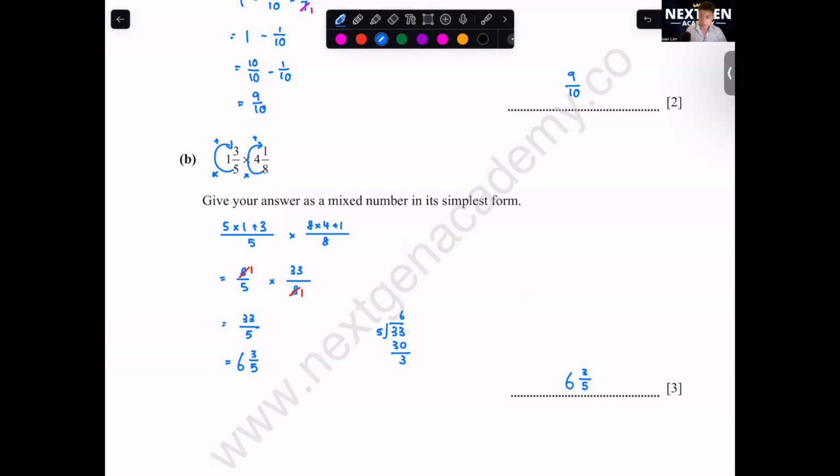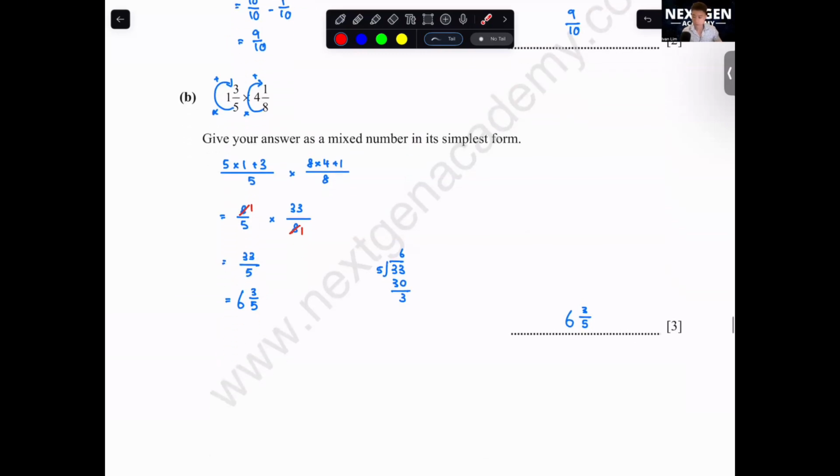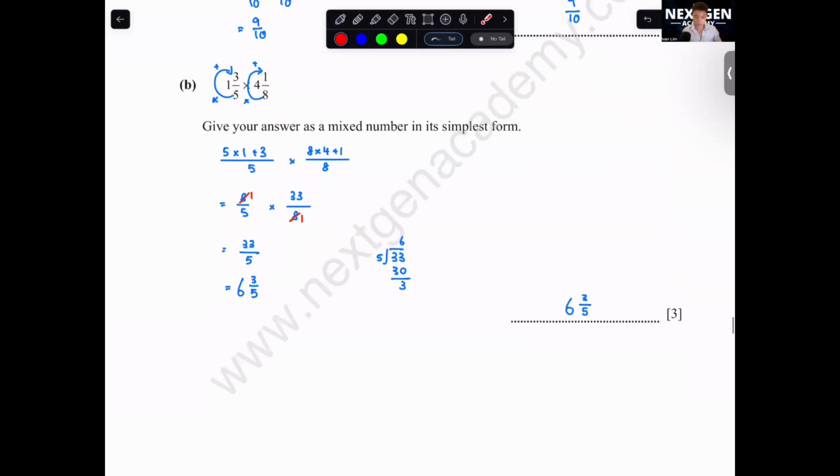Okay, must write as mixed number. It depends on the question. If they say you have to write in mixed number, then you put it into mixed number. If they never say, you leave it like this, also is okay. You change to mixed number, also is okay. Okay, just follow the instructions. Okay, let's go to the next one.